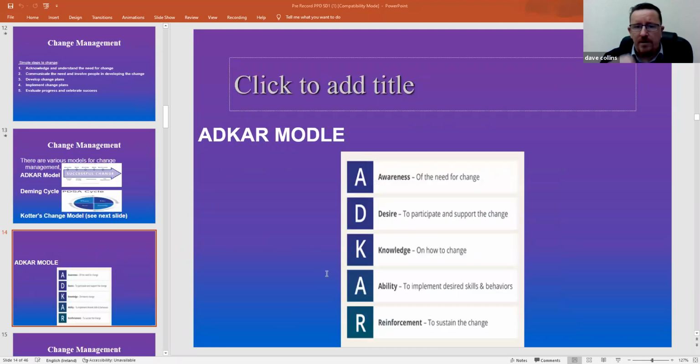So the ADKAR model, again, like I mentioned a second ago: awareness of the need for change, the desire to participate and support the change, knowledge of how to change, ability to implement the desired skills and behavior, and reinforcement to sustain the change.